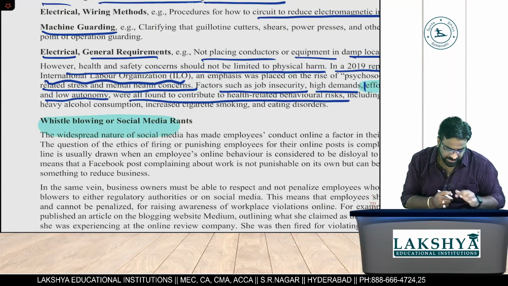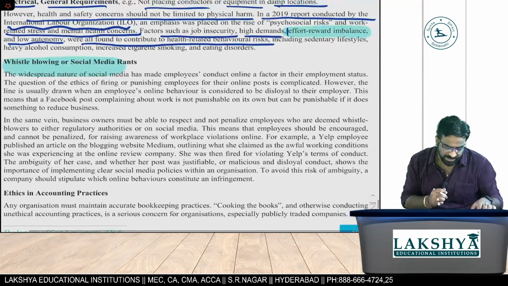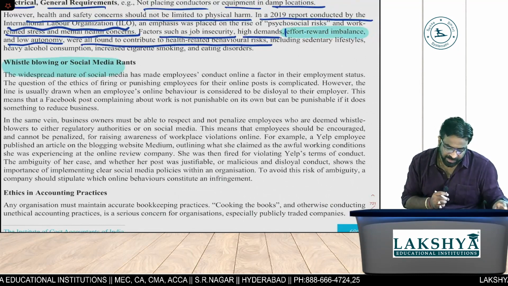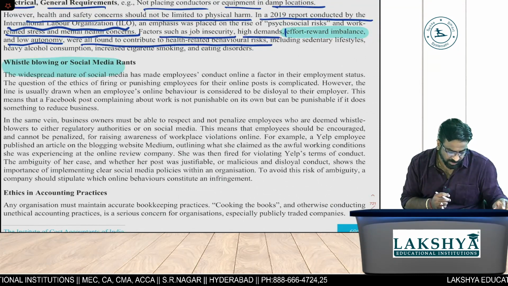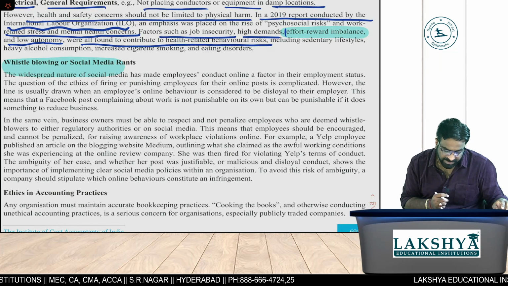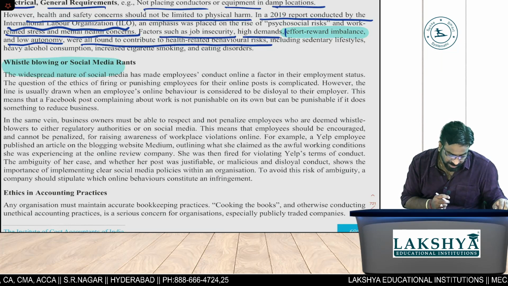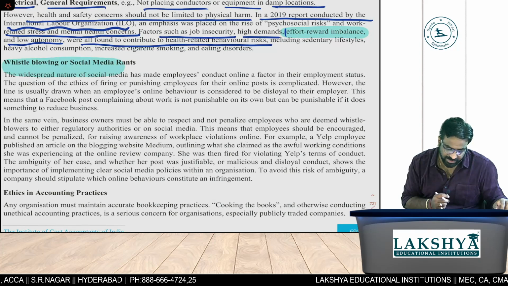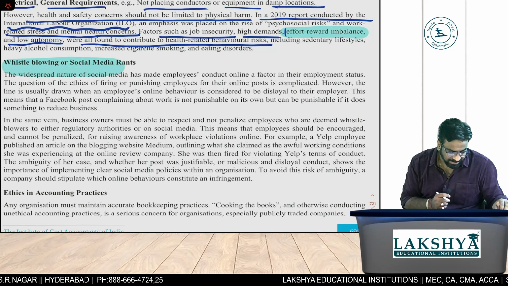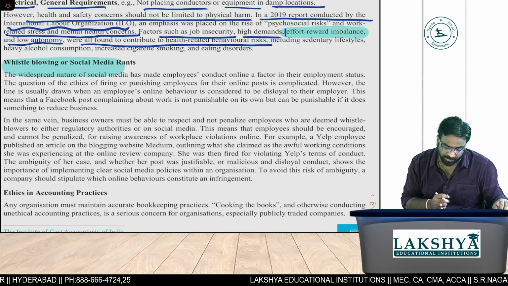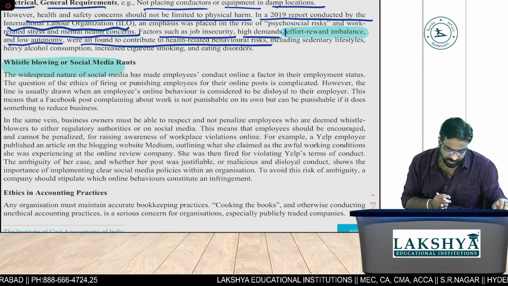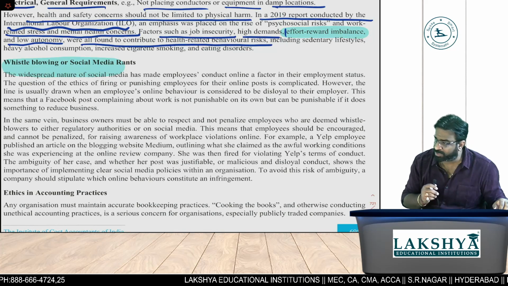Social media rants. The widespread nature of the social media has made employees' conduct online a factor in their employment status. The question of the ethics of firing and punishing employees for their online posts is complicated. However, the line is usually drawn when an employee's online behavior is considered to be disloyal to their employer. This means that a Facebook post complaining about the work is not punishable on its own, but can be punishable if it does something to reduce what?